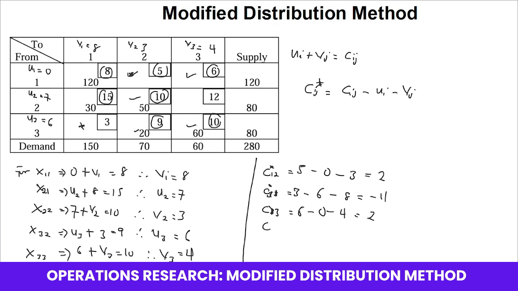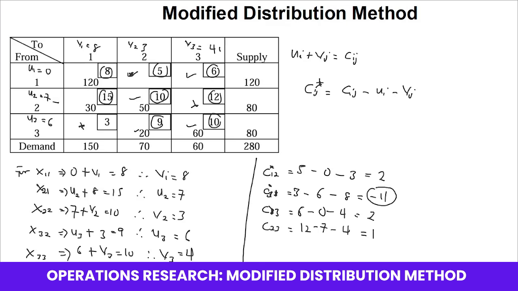So our next one, we calculate for 2, 3. That's going to give us 12, minus 7, minus 4. You know how the u value here is 7, and this is 4. So 12 minus 7 minus 4, that's 1. All right, so these are our net costing values. And then we have a negative number here, which means that our table is not optimal.